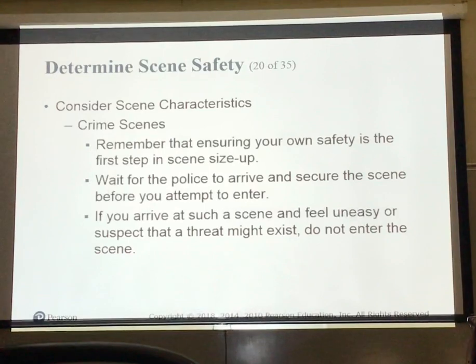There will be times when you are sent to scenes at which no crime has been reported, but you suspect a crime might be involved. A report of an injury at a bar late at night or a call to an area with a high crime rate might be suspect. Be alert to the possibility of dangers on this call.